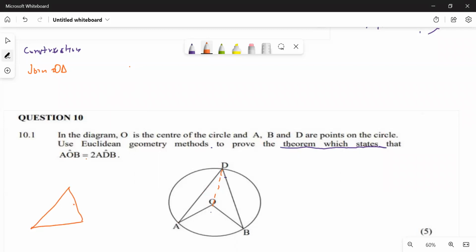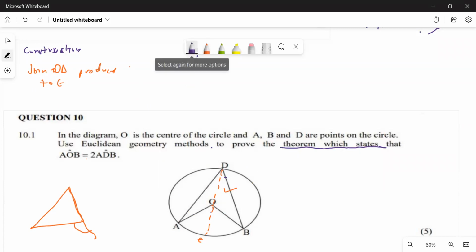Once you have this triangle, if you produce here, it forms an exterior angle, which is equivalent to the sum of the interior opposite angles. So we join OD and produce it to E, and we put E here. They will give us a mark for doing this construction.